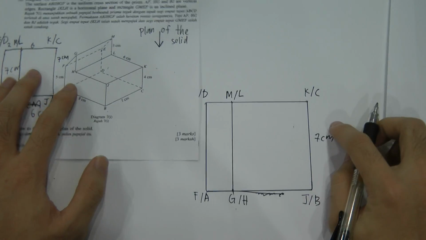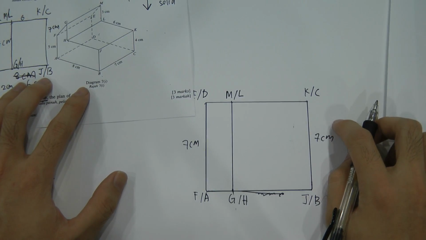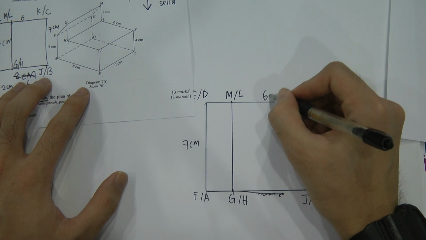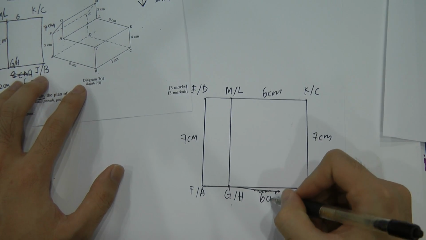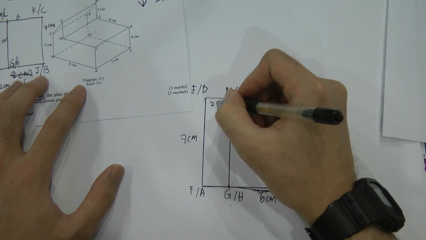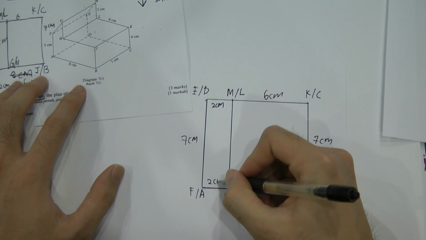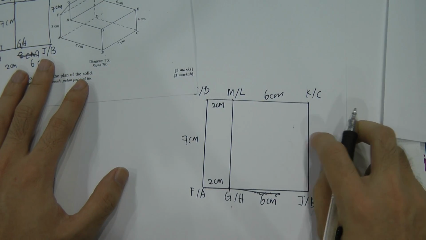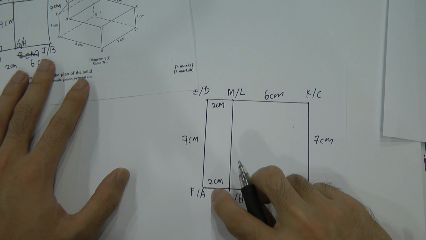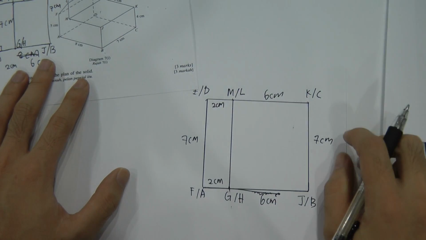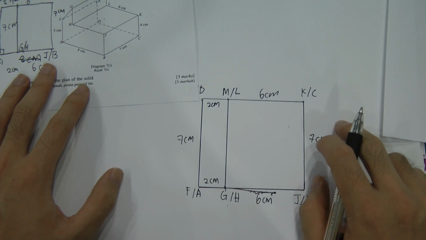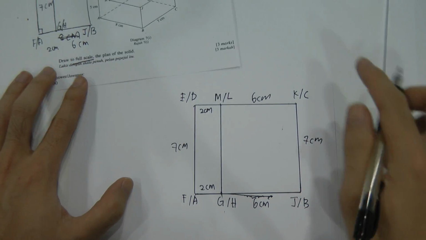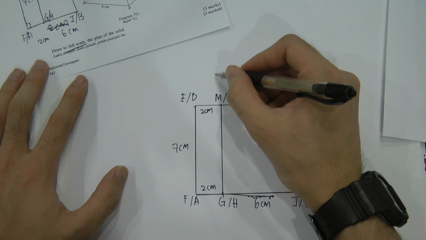After I label all, I just label the centimeter. So here will be 6 centimeter. This one will be 6 centimeter. Here will be 2 cm. Here will be 2 cm. But in the exam, if you got space, you better don't write inside. Try to write the 2 cm outside, it will be better. So this one we call the plans of the solid.